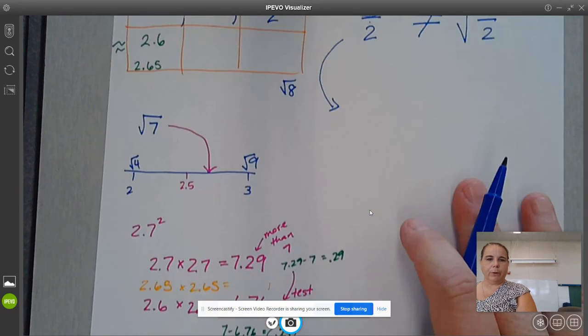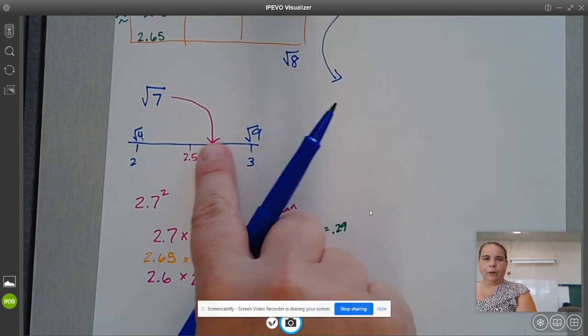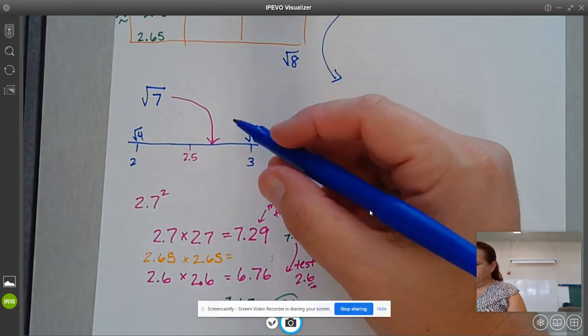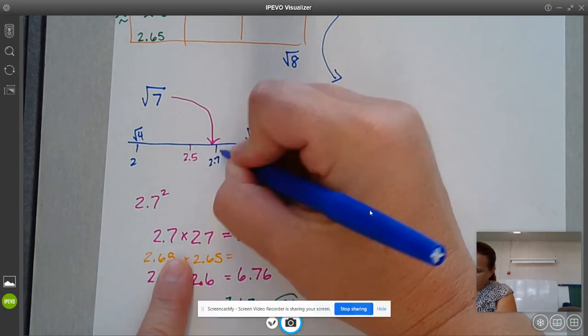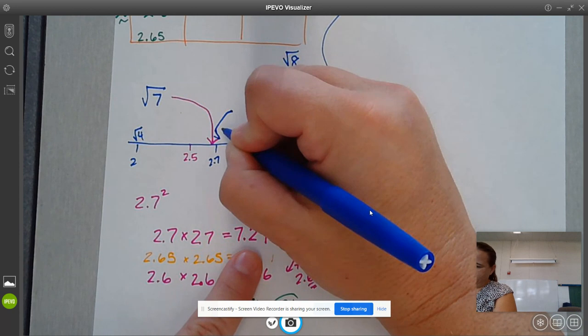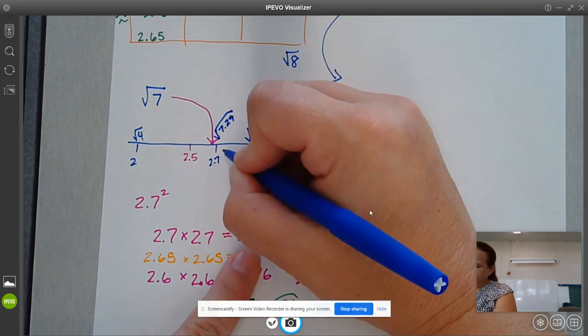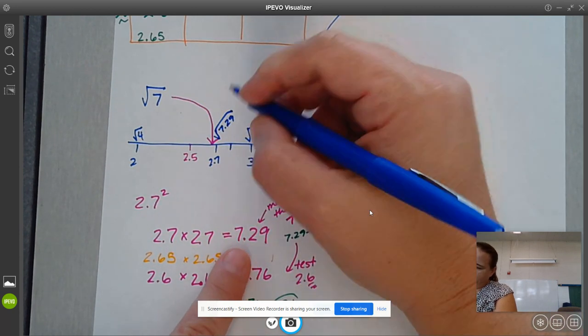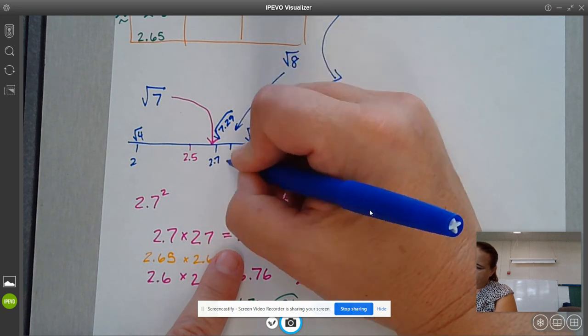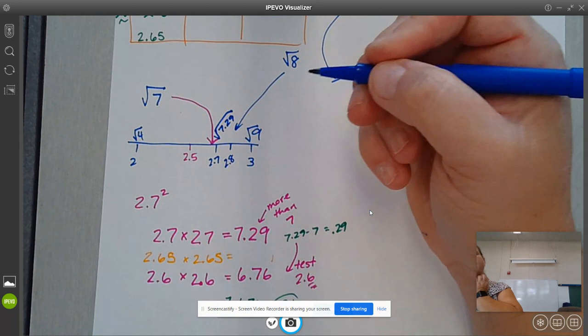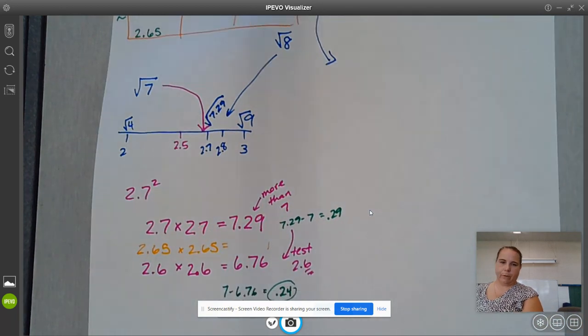Well, guess what? We were already working on this number line right here. We have the square root of 7, and we already know that 2.7 squared is 7.29. So the square root of 8 is probably close in here, somewhere in here. I'm going to test 2.8 and see what happens.